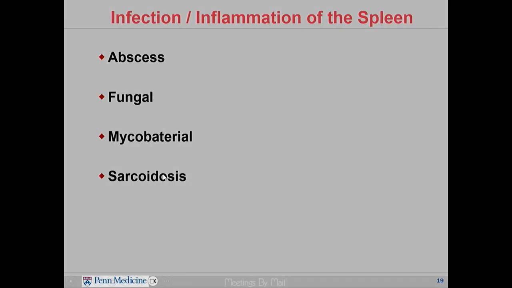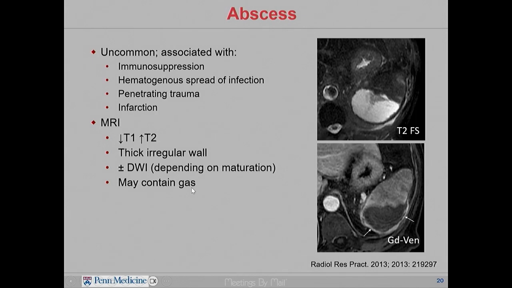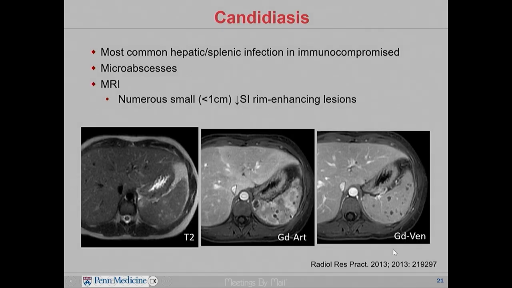Next, we'll talk about infection and inflammatory conditions. Believe it or not, I couldn't find an example of abscess in the spleen, so I got this from the literature. It's going to be no different than abscess elsewhere. You're going to have a fluid collection with a thick, enhancing, irregular rim. You may have restricted diffusion within the fluid depending on the stage of maturation of the abscess.